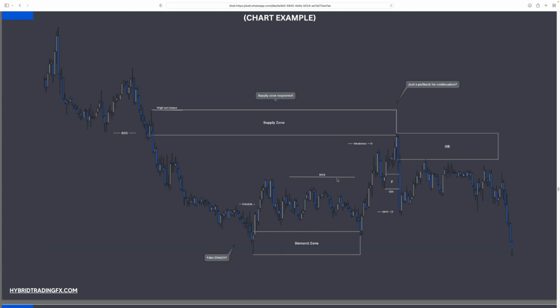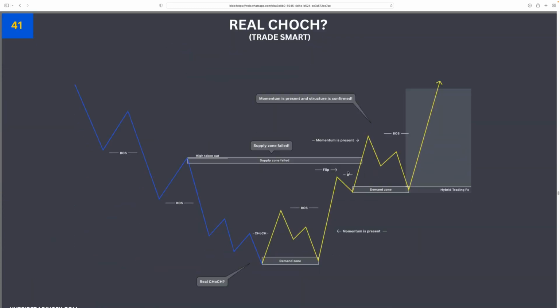So do not get faked out, guys, when you're looking at reversals. When you're looking at those longer descending price action, it's really important that you see this high getting taken. And that brings us to the next example.